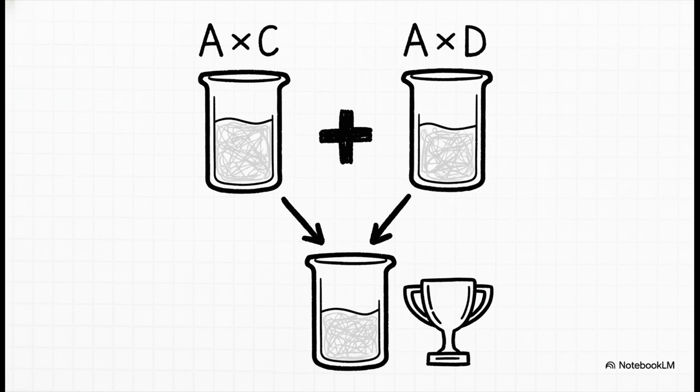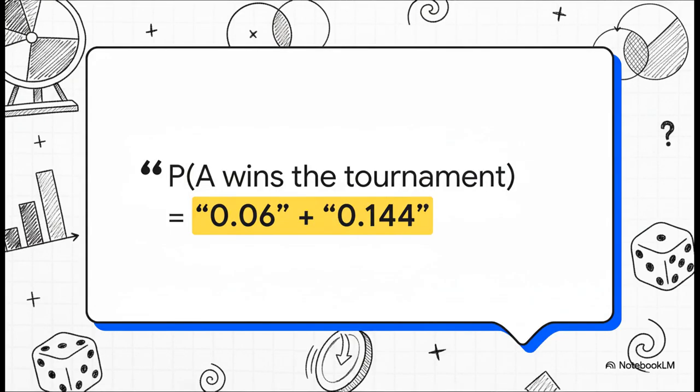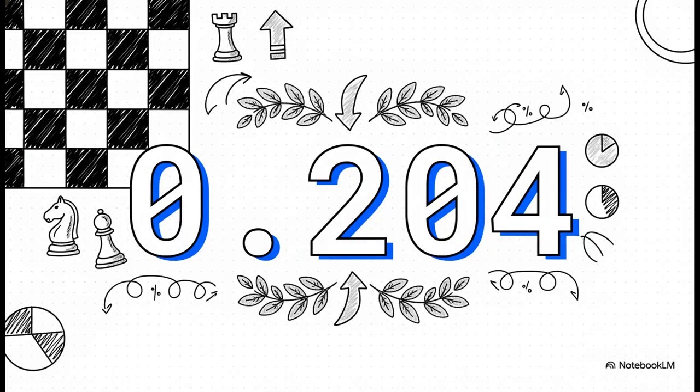In probability, when you have separate events like this, where it can be one thing or the other, but not both at the same time, you add their probabilities together. So, it's pretty simple now. We take the probability from scenario 1, our 0.06, and we add the probability from scenario 2, our 0.144. And that gives us our final answer, 0.204. So, after all of that, there is a 20.4% chance that player A will win the entire chess tournament.